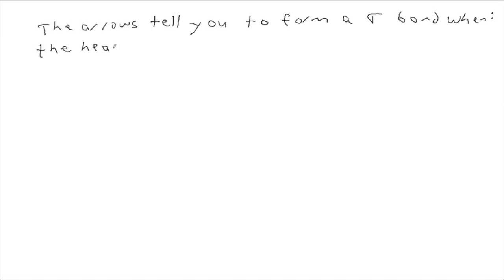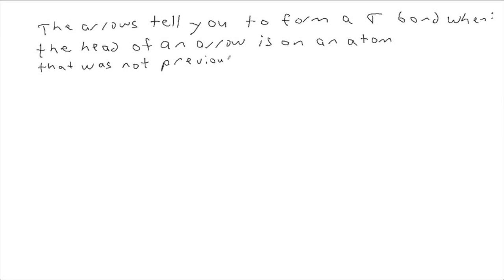The arrows tell you to form a sigma bond when, and this rule is a little bit more complicated, when the head of an arrow is on an atom that was not previously sharing the electrons. Here's the complicated part. So we'll just write that down in our notes, and I'll give you some examples to show what that means. Tell me when you have that written down.